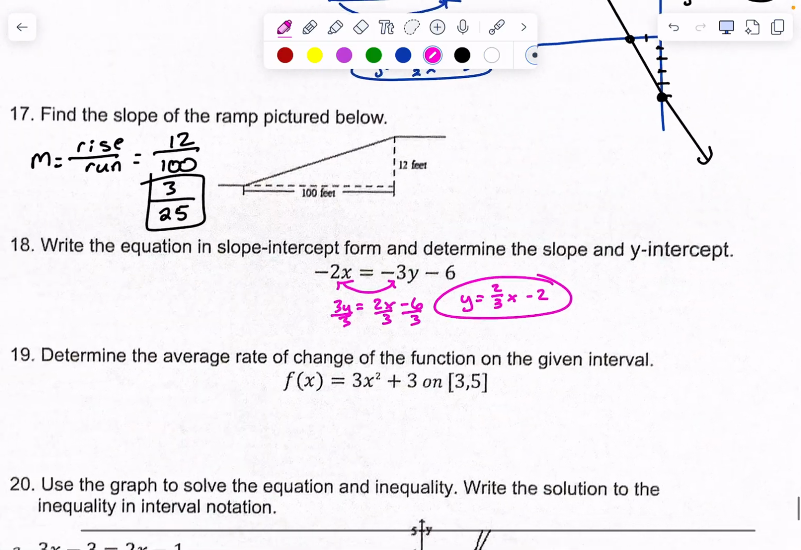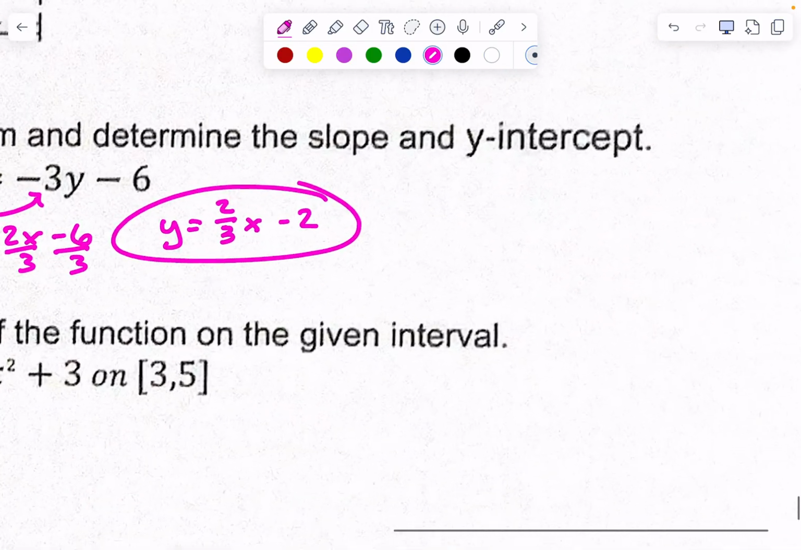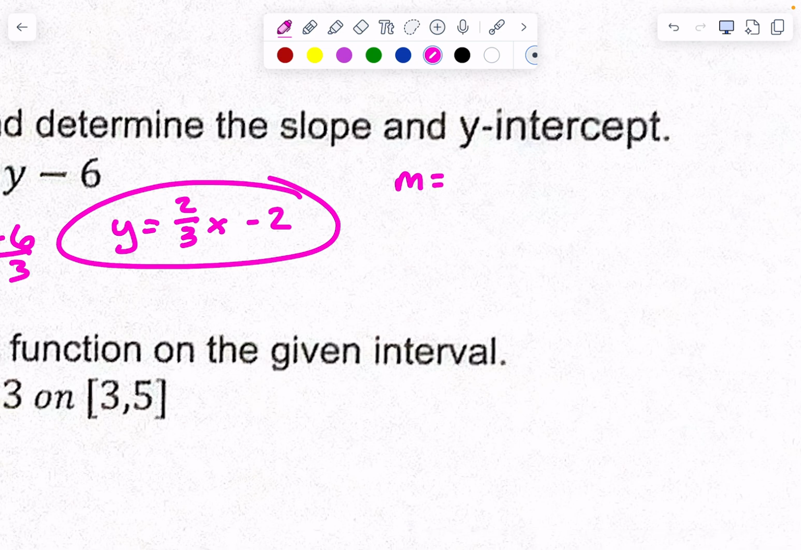Graph it. Do we have to graph it? Oh, no. And determine the slope and y-intercept.